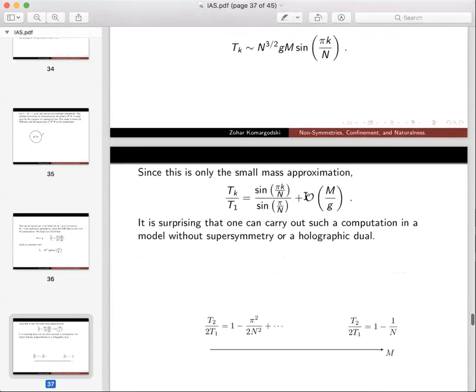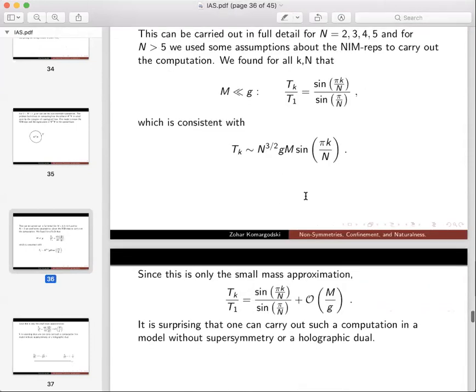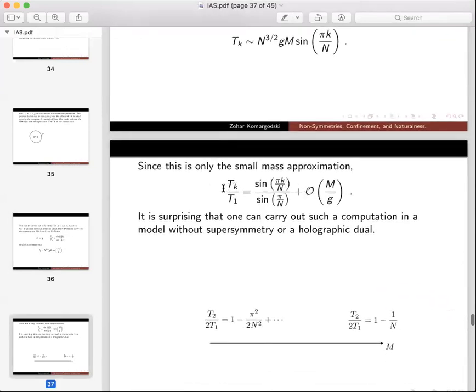More precisely, our computation is just in the limit of very small mass. We're using softly broken non-invertible symmetries. So our computation is only for very small mass. So there could be some corrections, which we don't know how to compute at the moment using these techniques of softly broken non-invertible symmetries.